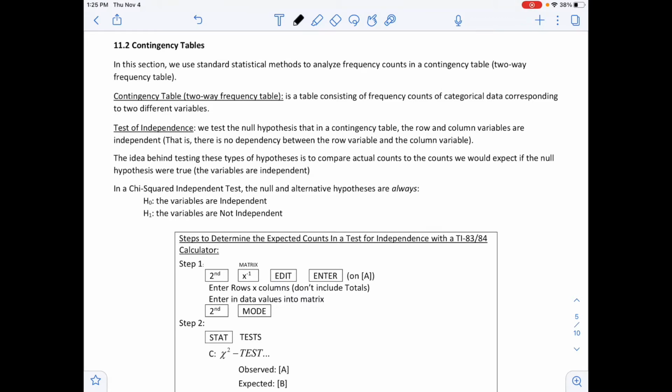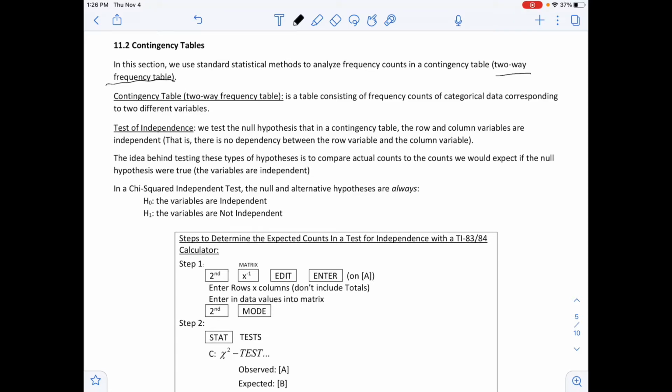In this section, we use standard statistical methods to analyze frequency counts and contingency tables, which are also called two-way frequency tables. So a contingency table, or a two-way frequency table, is a table consisting of frequency counts of categorical data corresponding to two different variables.